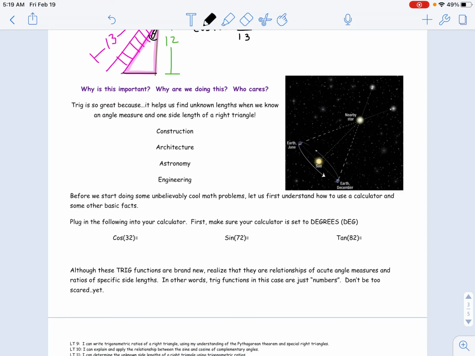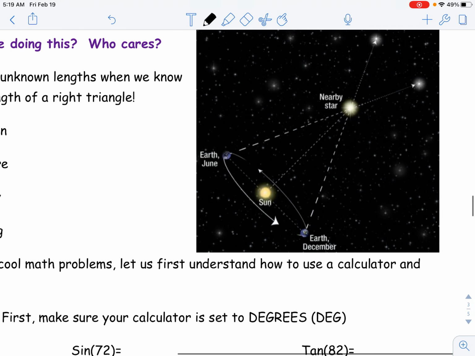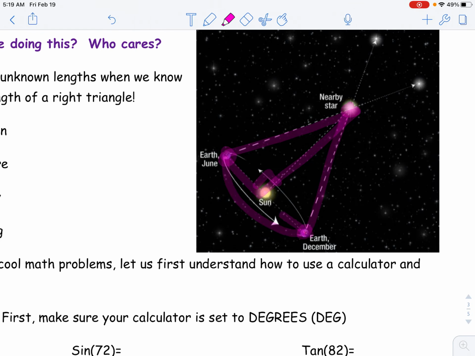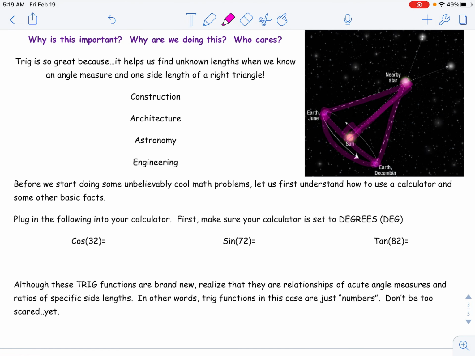All right, so why is this important? Why are we doing this? Who cares? I think I've already said this, but trig is so great. It helps us find unknown lengths when we know an angle measure and the length of one side of a right triangle. We use it in construction, architecture, astronomy, engineering. Here's just a picture: here's the Earth in June, a nearby star, there's some angle, there's a right triangle. Then in December, boom, we can just use math, trigonometry, all this stuff to find distances of stars and know how the universe works and all that stuff.